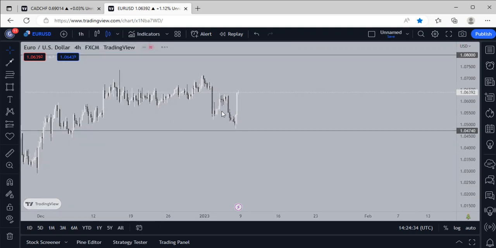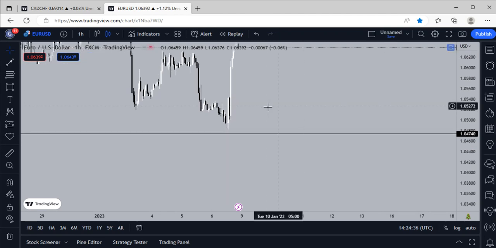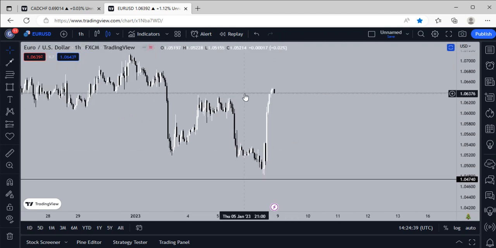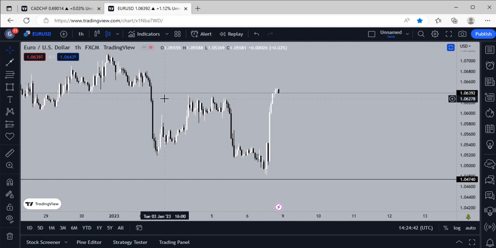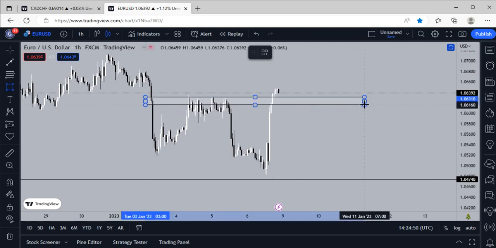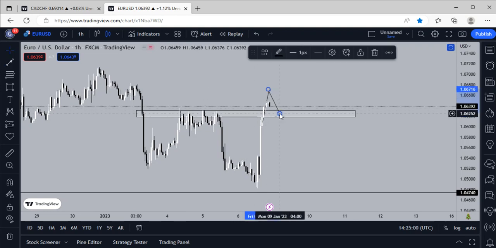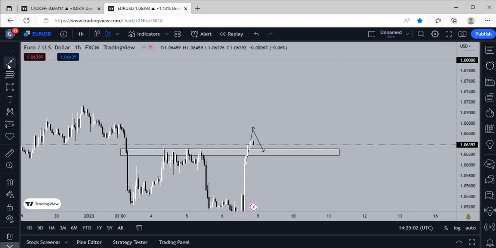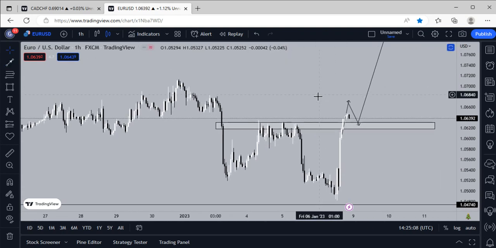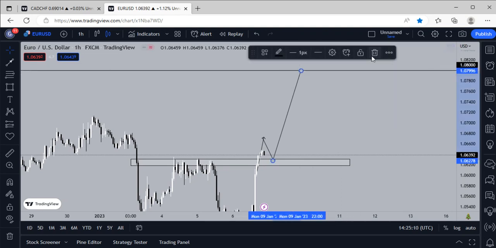Now going back to our 1 hour time frame, this was a small resistance area we had right over here. What I expect, now that price has broken out, is for price to come back to this area, retest, and then you can look for buying positions all the way to the upside. And you see what price does when it gets there.